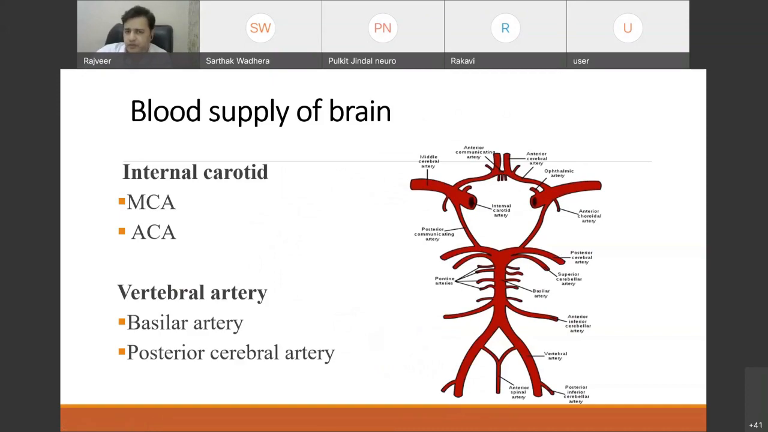Then coming to the blood supply, you all know that the brain has two major vessels. One is the internal carotid artery, another is the vertebral artery. This is the internal carotid artery, and it gives rise to two branches: MCA, this is MCA, and this is ACA, the anterior cerebral artery and middle cerebral artery. And then there are two vertebral arteries. They join to form the basilar artery, and then they further divide to give the paired posterior cerebral arteries. And these arteries make the circle of Willis, which is the main blood supply to the brain.